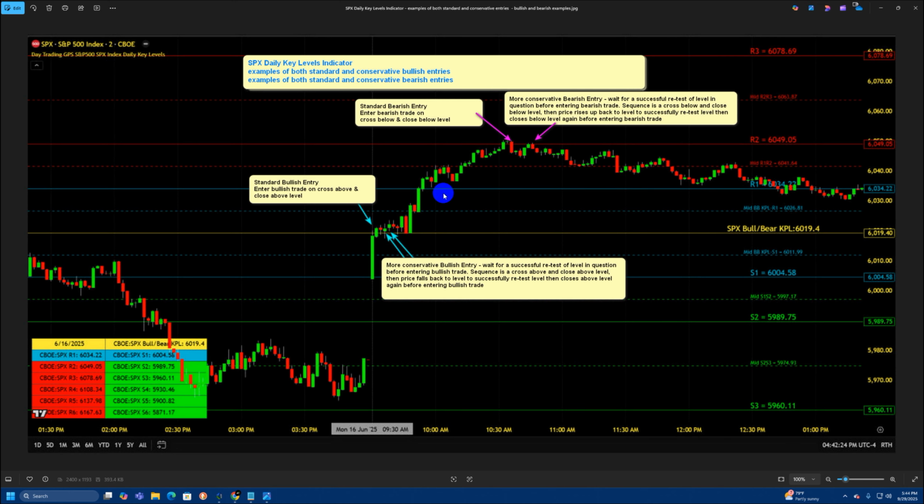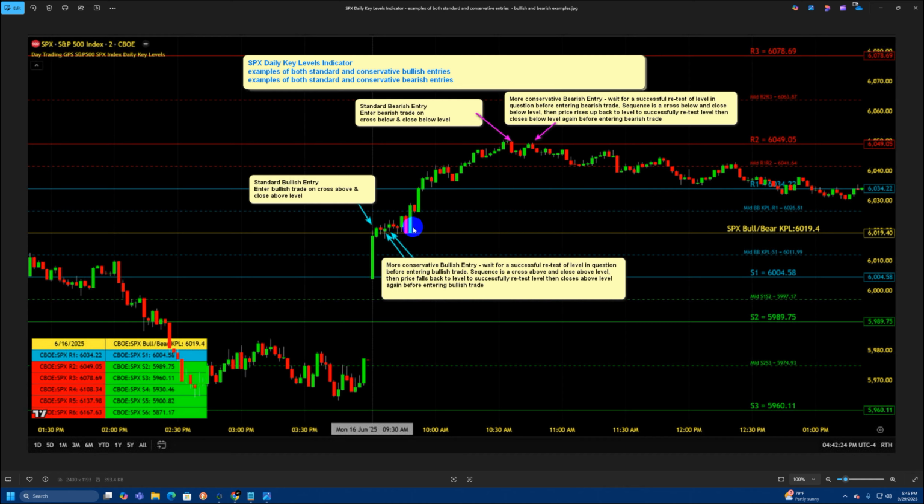Okay, so just to take this one step further, as you can see here on the R1 level, we had a cross above and close above this level. So if you missed this entry, or if you're the kind of trader who prefers taking trades off of other levels besides the bull bear key price level, then you have a cross above, close above here, and you would take that entry and base your entry on the R1 level.